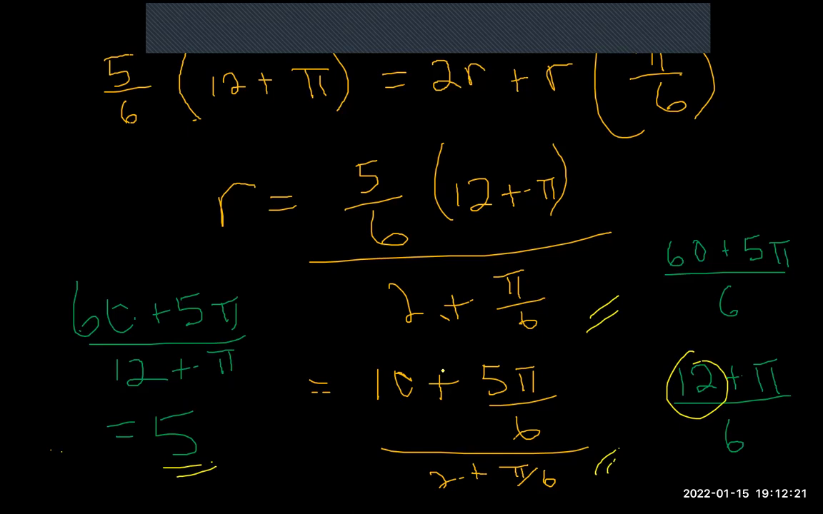Now, who did not get 5? I keep on getting the wrong answer. What mode is your calculator in? 60 divided by 12 and 5. Yeah, I get 5. I work it out in my head. I never use a calculator.